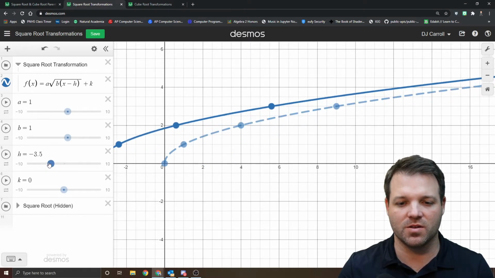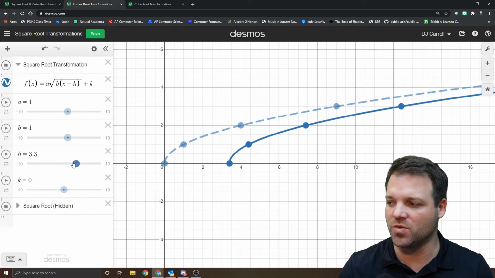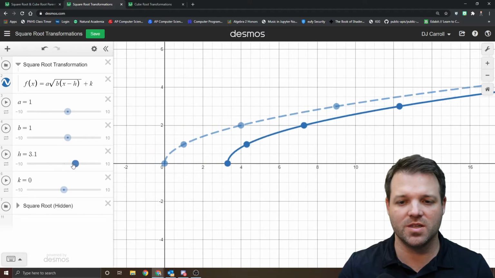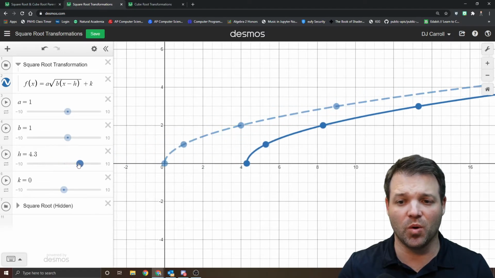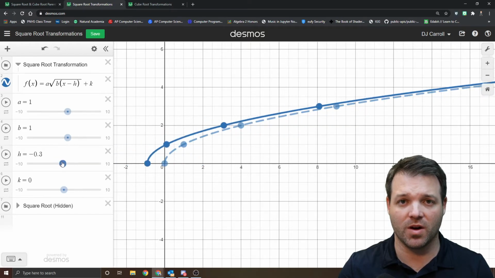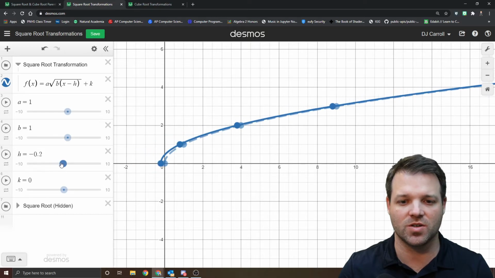And of course, we have the opposite direction as well, if this thing moves to the right and to the left. And you can really see here that you can really take the points of your parent function and graph those first, and then go ahead and change them based on these transformations.